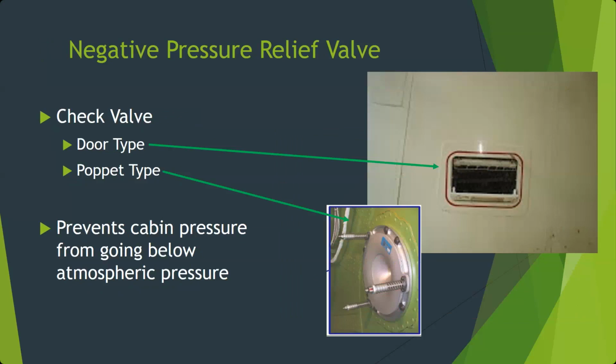A fuselage is designed to have pressure on the inside pushing out. The skin is designed to be loaded in tension. And we absolutely never want to have more pressure on the outside of the fuselage than the inside.